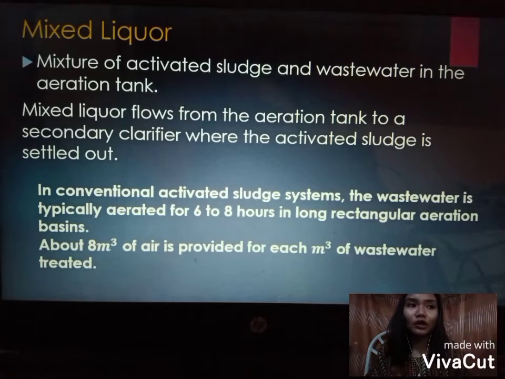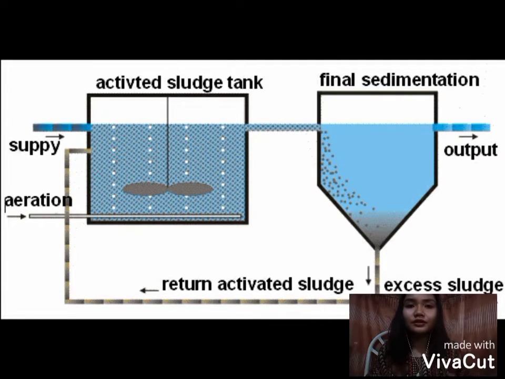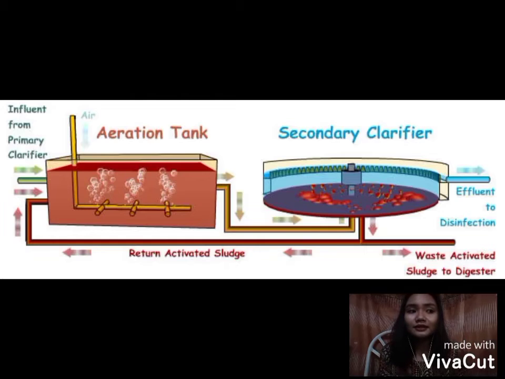This mixed liquor flows from the aeration tank to a secondary clarifier where the activated sludge is settled out. In conventional activated sludge systems, the wastewater is typically aerated for 6 to 8 hours in long rectangular aeration basins. So these are in a rectangular tank. About 8 cubic meters of air is provided for each cubic meter of wastewater treated.